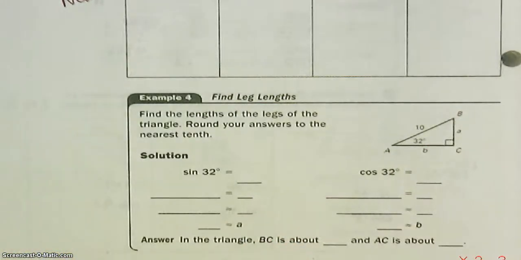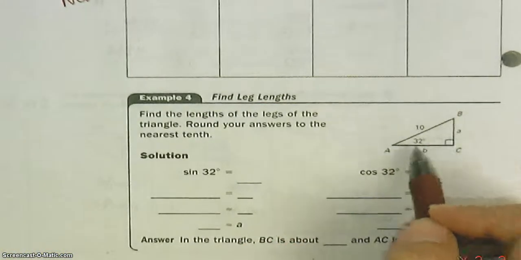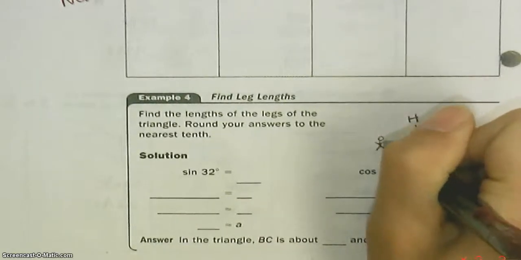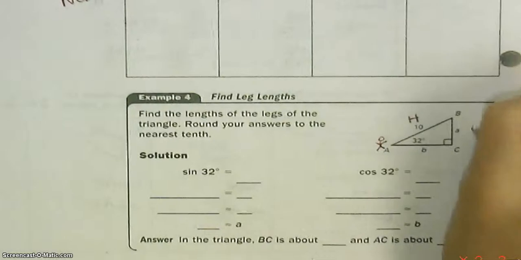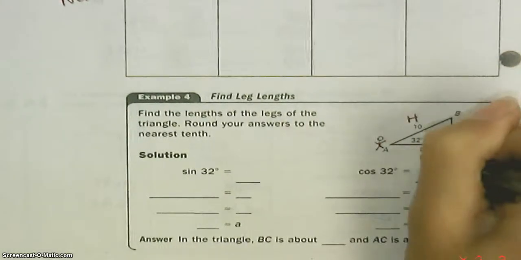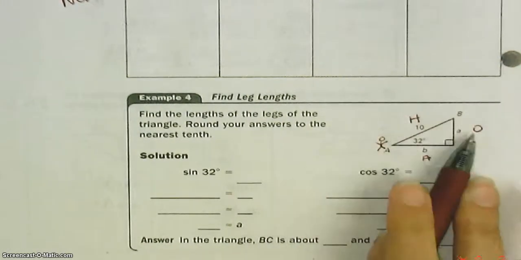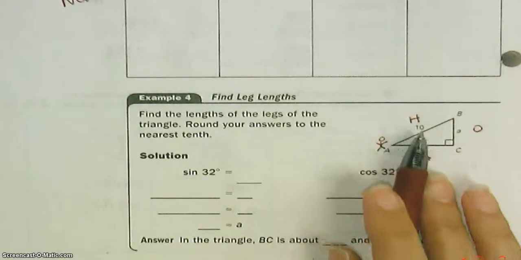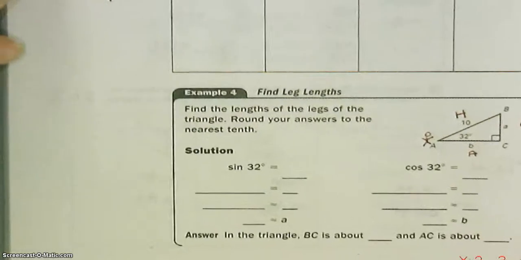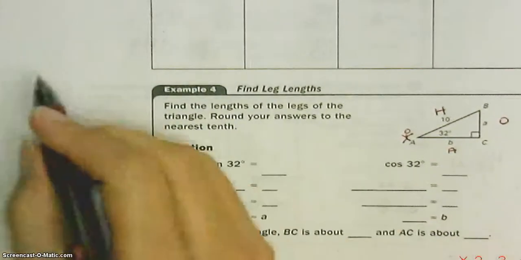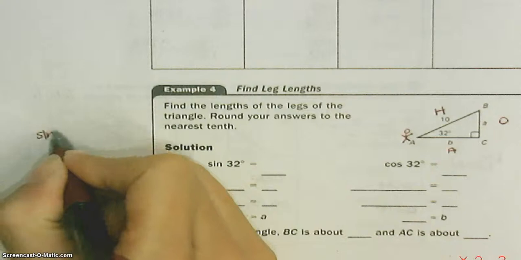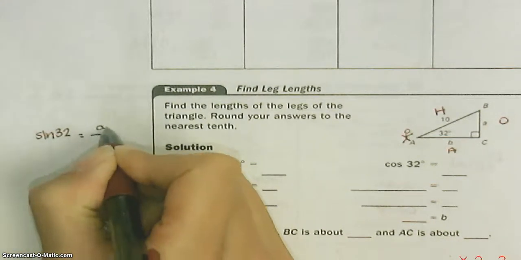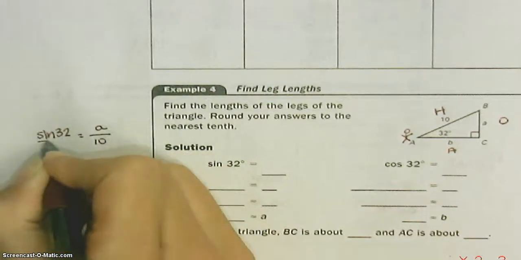So let's say I want to find A first, little a. Well, if I'm standing here, like this is the hypotenuse, so that's the angle they gave me. See, this is the opposite, this is the adjacent. So they gave me the hypotenuse, and I'm looking for the opposite. So opposite and hypotenuse is sine. So I'm going to write my first equation. Sine, and then where I'm standing at 32 degrees, equals opposite, which is little a, over hypotenuse, which is 10.